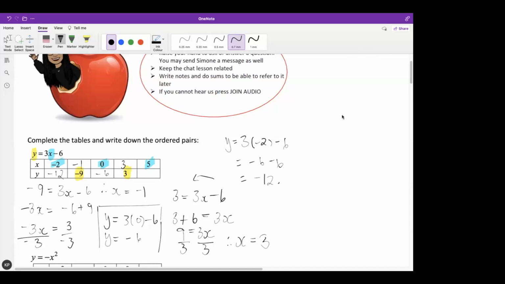Okay, so y is equal to 3x minus 6. y is equal to 3, open brackets, put the 5, then minus 6. Here we go. And then y is equal to 15 minus 6. And then y is equal to 9. Beautiful, Sia. Thank you very much for doing that one with me.